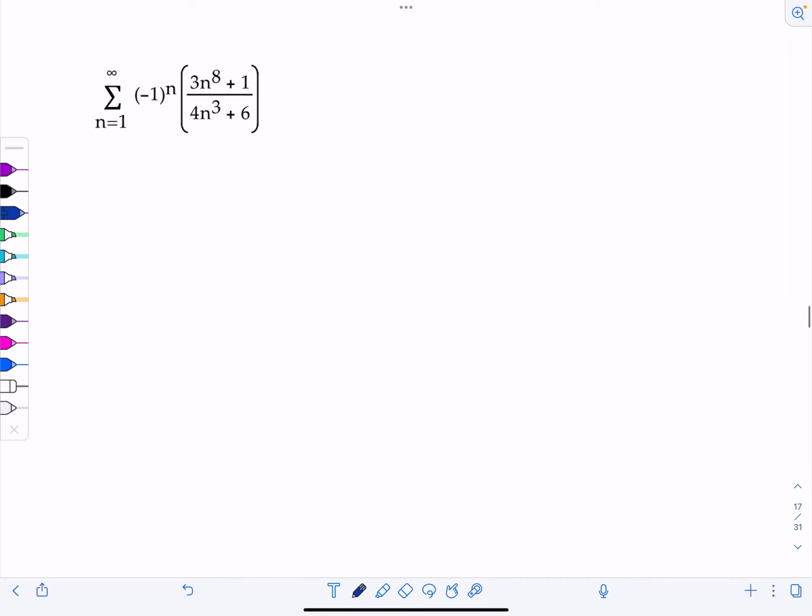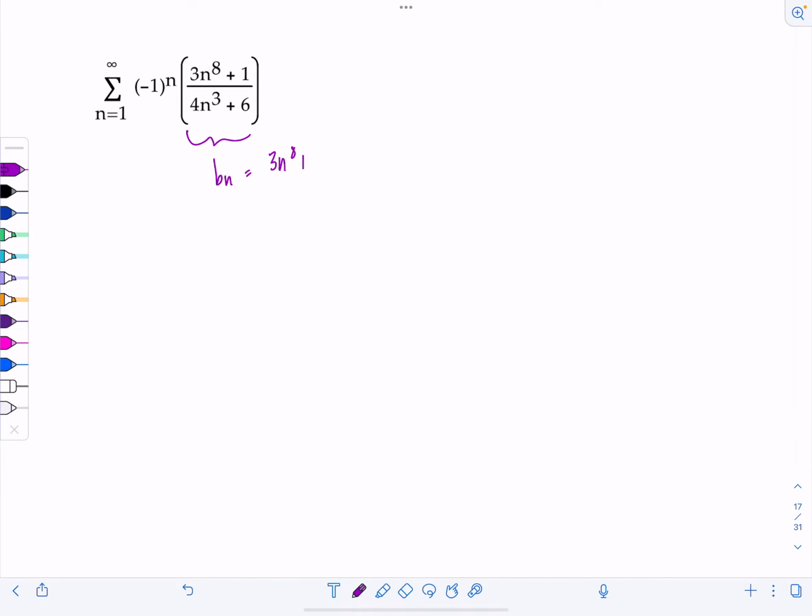Here's one. Great. We have the sum, n equals 1 to infinity of negative 1 to the n times 3n plus 3 times n to the 8th plus 1 over 4n cubed plus 6. So this stuff is Bn. Bn is 3n to the 8th plus 1 over 4n cubed plus 6. Now, you don't need to check both conditions in order necessarily. If you already can tell one's going to fail, do it first.